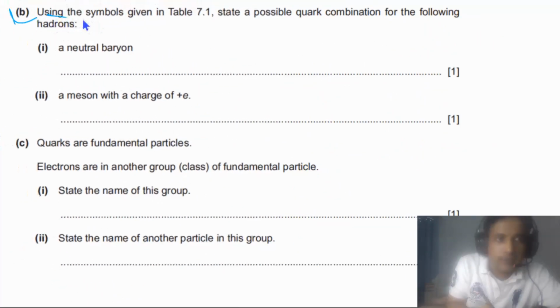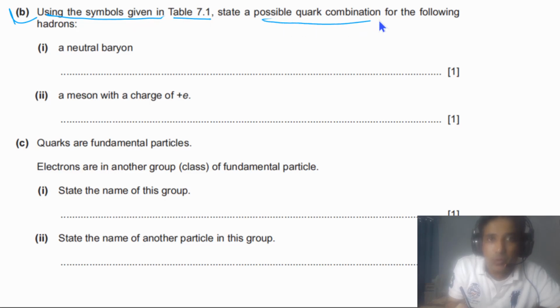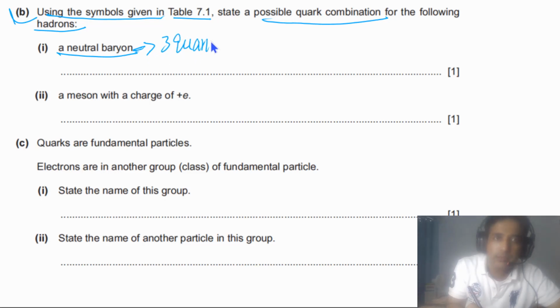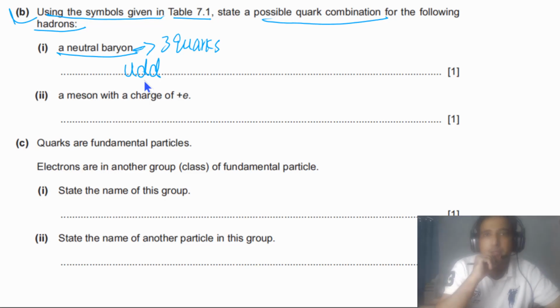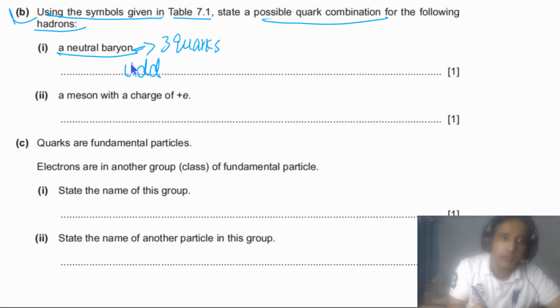Part B says using the symbols given in table 7.1 state a possible quark composition for the following hadrons. A neutral baryon. Neutral means it has no charge. Baryon means that it consists of three quarks, and the net charge has to be 0. So we can take one up quark, and if we add two down quarks, total charge will be equal to 0, because this has plus 2 by 3 and this is minus 1 by 3 minus 1 by 3, so the net charge will be equal to 0.